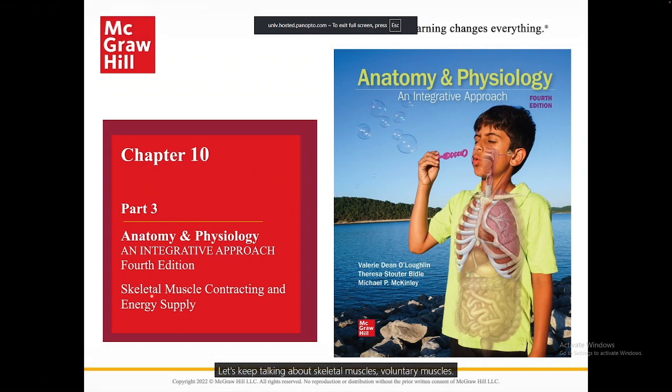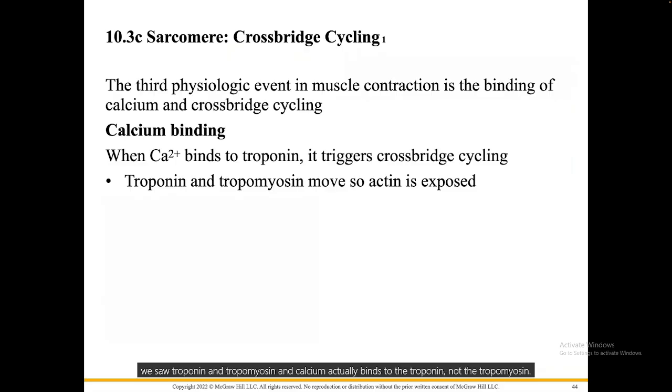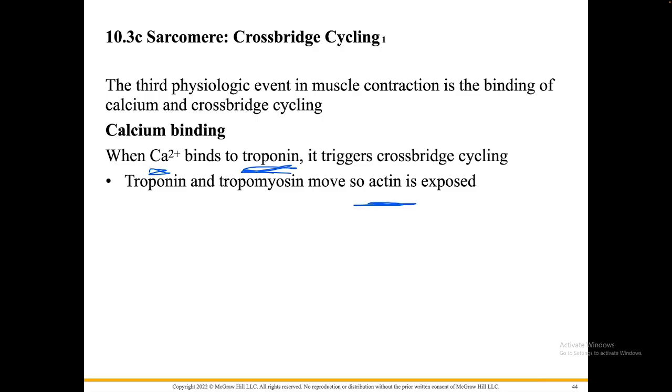Let's keep talking about skeletal muscles, voluntary muscles. This is kind of an idea that we'll explain going on, but make a note. When we were looking at the thin filament, the actin, we saw troponin and tropomyosin. And calcium actually binds to the troponin, not the tropomyosin. Be good to know. We'll see it in the picture coming up. All of this is getting that actin ready to move.